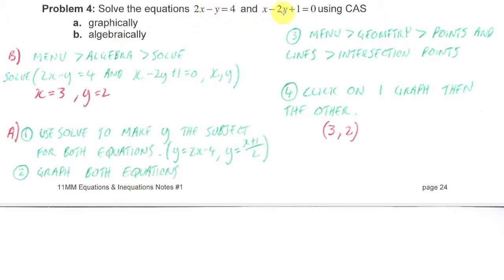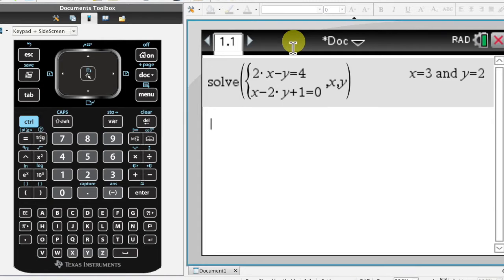I've got my two equations, and the very first thing I need to do is manipulate the two equations so that y is the subject. And that way I can put it into my CAS calculator. So I do that. My second step is to graph them. And in the third step, I want to look for the intersection points. So there's obviously a little bit more work in this technique to do it graphically.